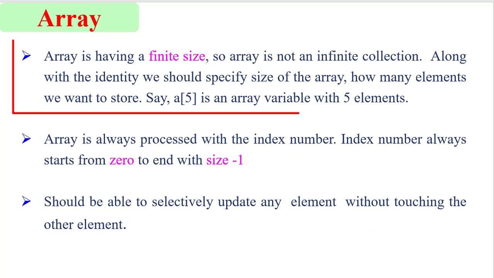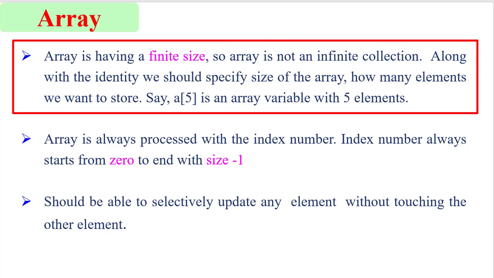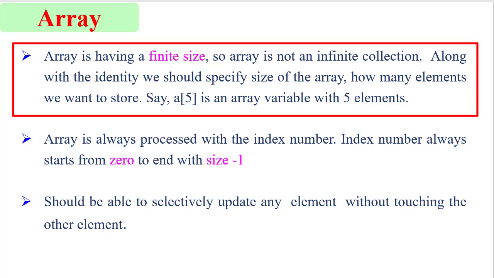An array has a finite size, which means while we define the array, we must define the size of the array. So an array is not an infinite collection. Along with the identity, meaning the name of the array, we should specify the size of the array. How many elements do we want to store? That should be defined by mentioning the size. Say A[5]. This indicates that A is the array variable with 5 elements.